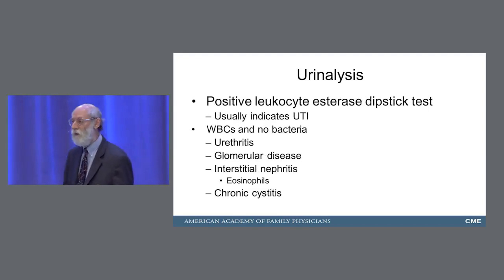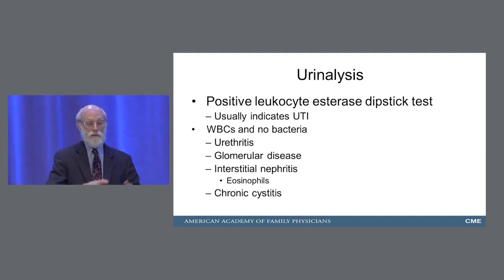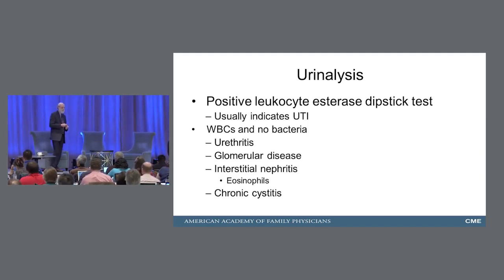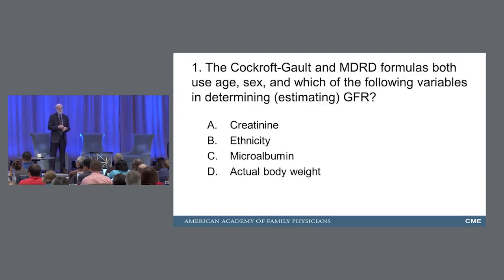What if that leukocyte esterase test is positive? Usually that's a UTI, but if you see white cells but you don't see bacteria under the scope, think about urethritis with chlamydia, think about glomerular diseases. If they look like eosinophils, think about interstitial nephritis. Hyaline granular casts, usually normal. RBC casts are not. That's glomerular nephritis. If you see white cell casts, think about pyelo.